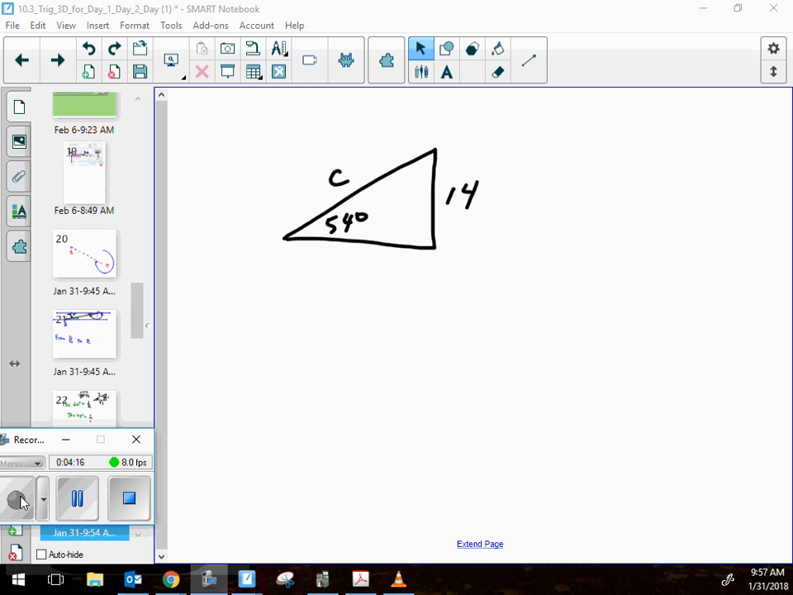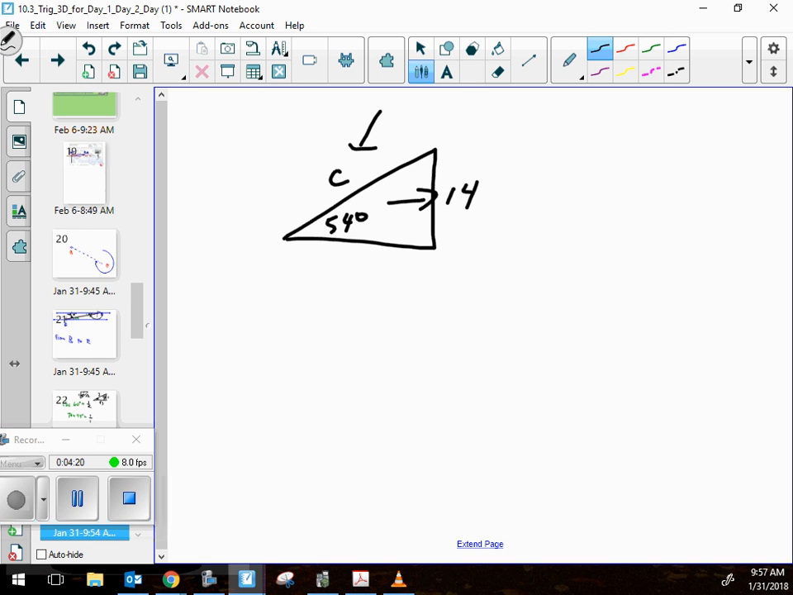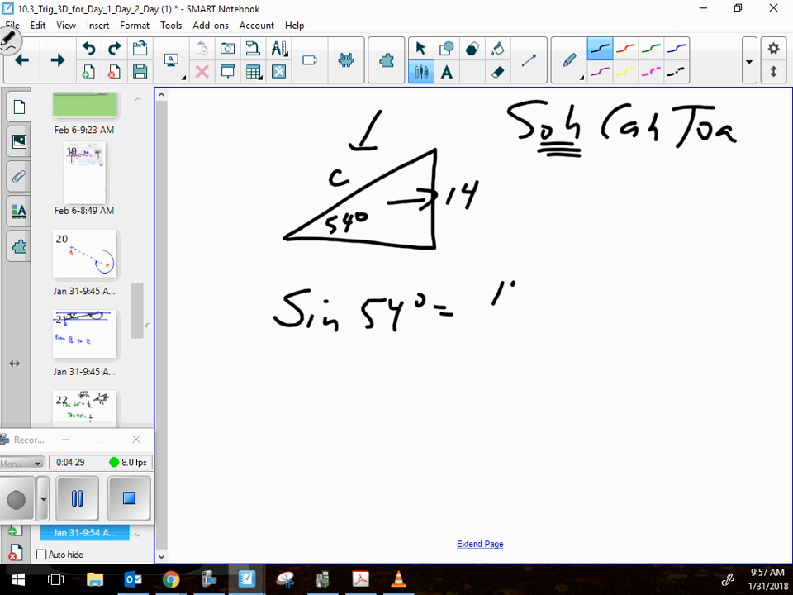Okay, I hope you were thinking, I have the opposite and the hypotenuse. So in SOHCAHTOA, I have the opposite and hypotenuse, that's sine. Sine of 54 is equal to 14 over C.